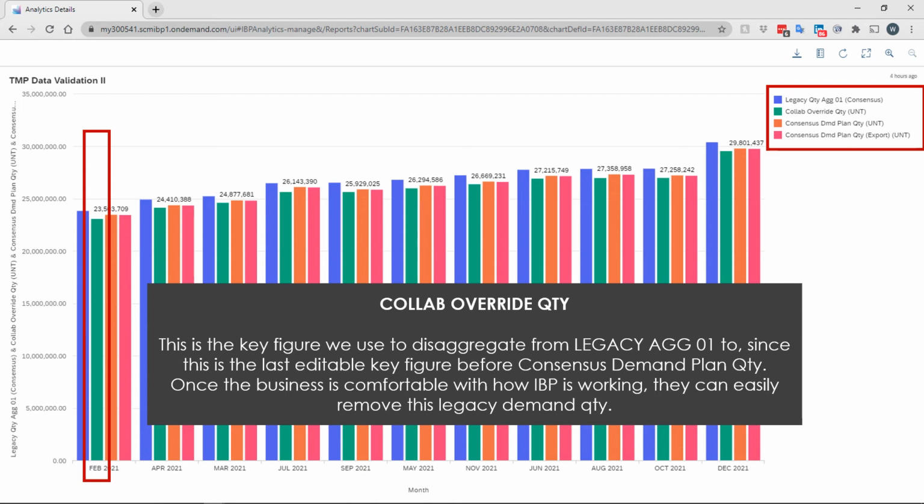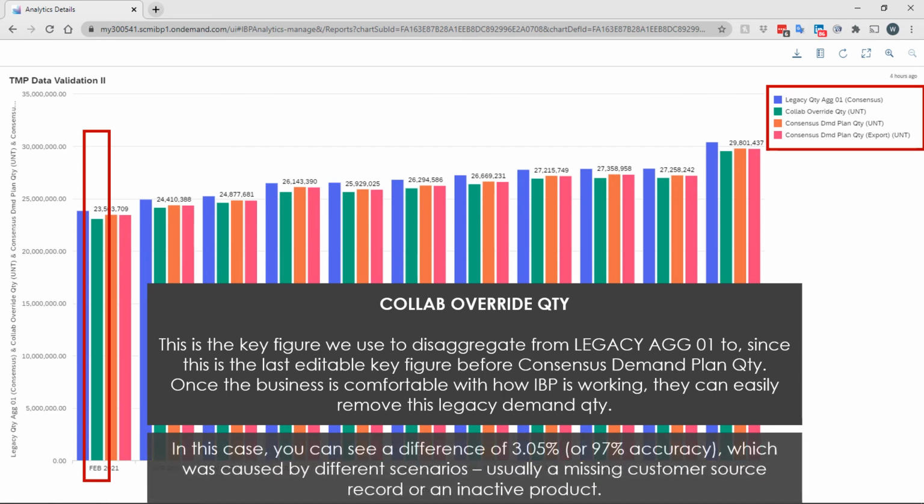Collab override quantity. This is the key figure we use to disaggregate from legacy AG1 2, since this is the last editable key figure before consensus demand plan quantity. Once the business is comfortable with how IBP is working, they can easily remove this legacy demand quantity. In this case, you can see the difference of 3.05% or 97% accuracy, which was caused by different scenarios, usually a missing customer source record or an inactive product.